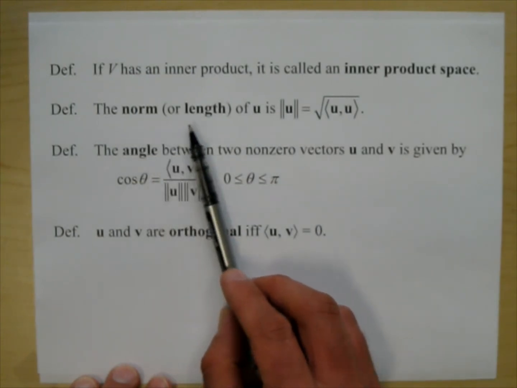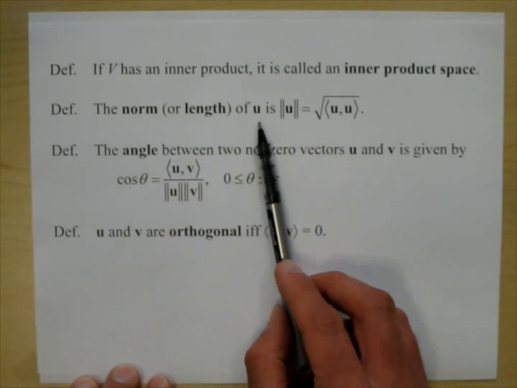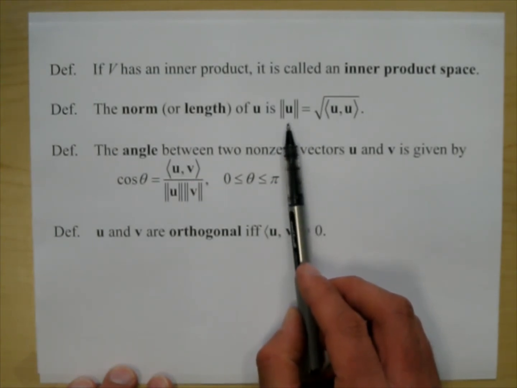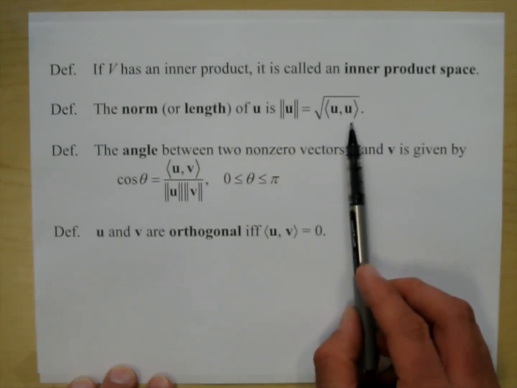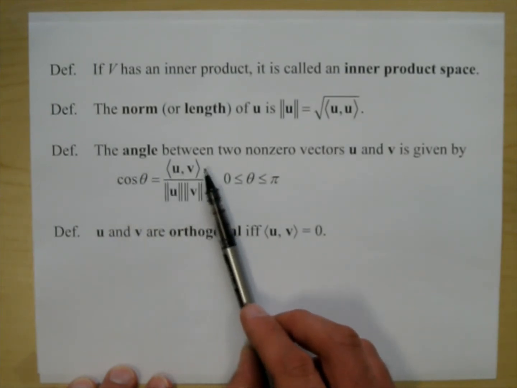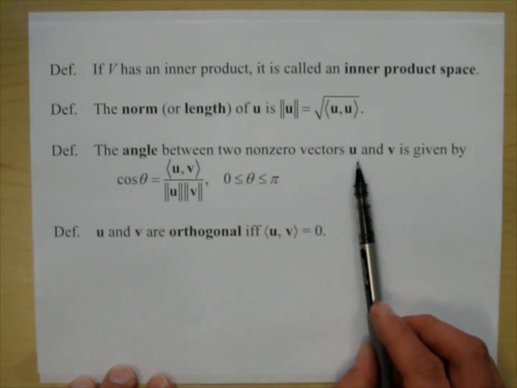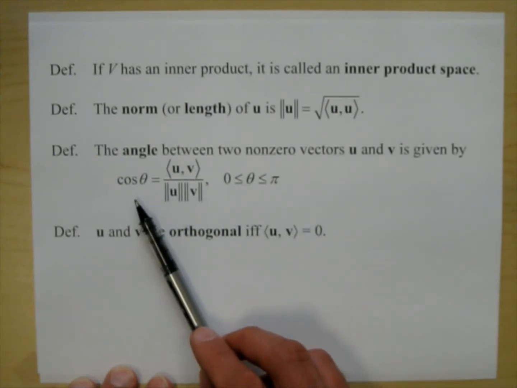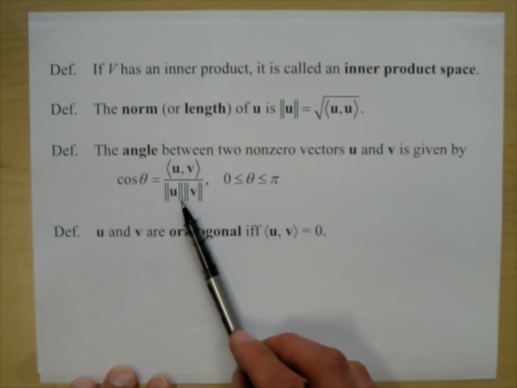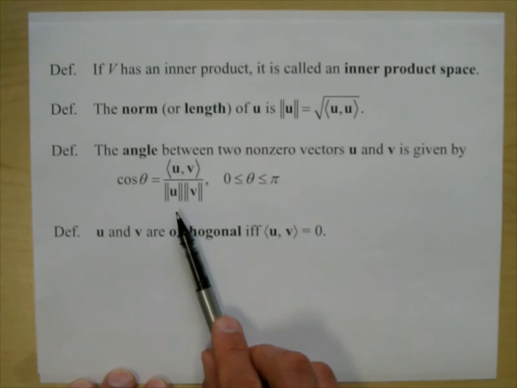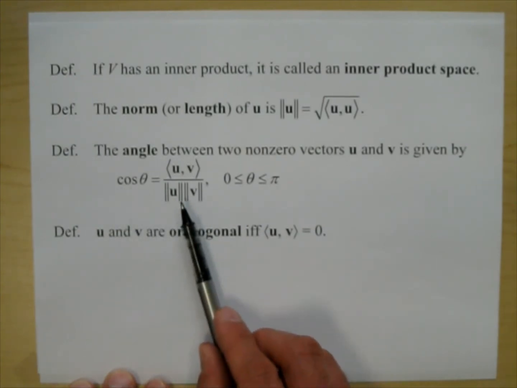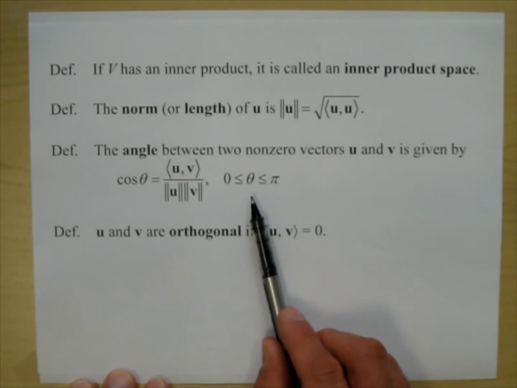The norm or length of a vector in an inner product space is denoted by that, and it's really the square root of inner product U with itself. And that reminds us of the dot product. The angle between two non-zero vectors U and V is given by the cosine formula that we had. Now I wrote this a little differently. I think our cosine formula that I used, I actually had length U, length V times the cosine, so it doesn't matter how you write it. Where theta is between 0 and pi inclusively.